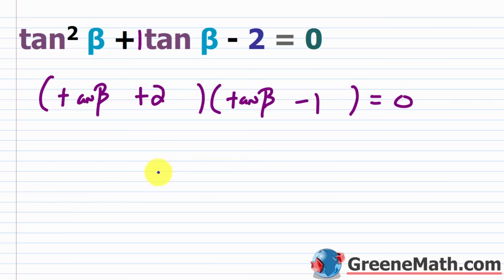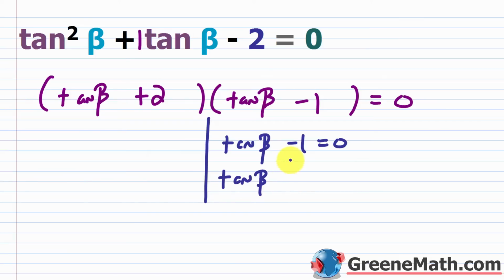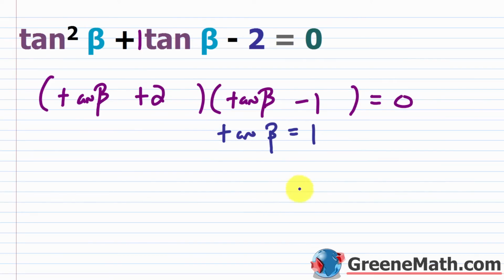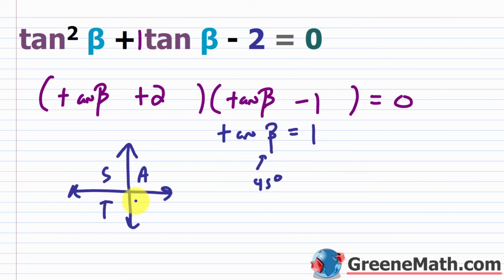Let's go ahead and start with the easier one. So let me start with the tangent of beta minus 1 equals 0. So we'll say the tangent of beta, if I add 1 each side, would be equal to 1. So where's the tangent of beta equal to 1? You might remember from your special triangles that one solution here would be 45 degrees. Remember, tangent is positive in quadrants 1 and 3. Remember, all students take calculus. So it's positive in quadrants 1 and 3.